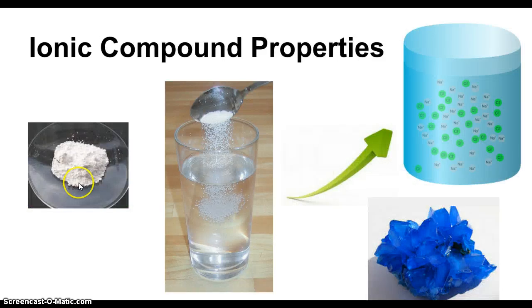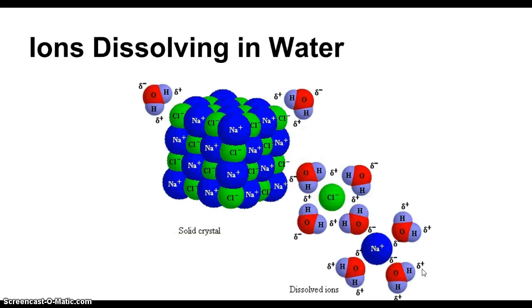Compounds with ionic properties exist as solids at room temperature. Most of them are white solids. And they can be dissolved in water, at least to some extent. When they dissolve in water, the positive and negative ions separate from each other. If you take an ionic compound dissolved in water and evaporate the water away, often you will be left with a crystal formed by the recombining of the oppositely charged ions.